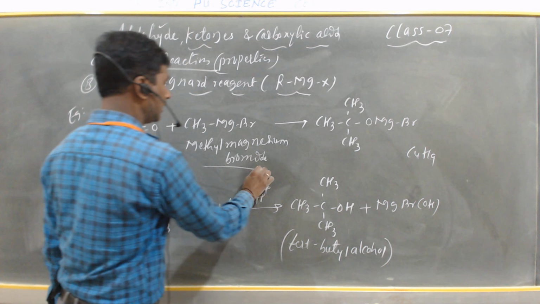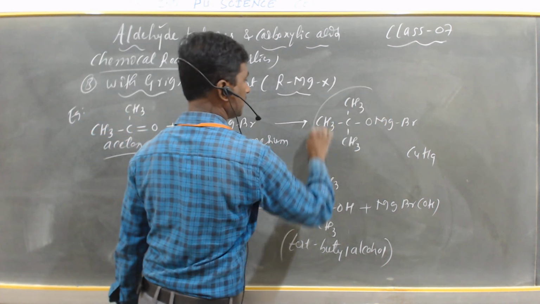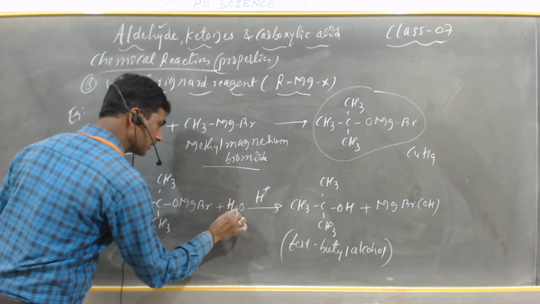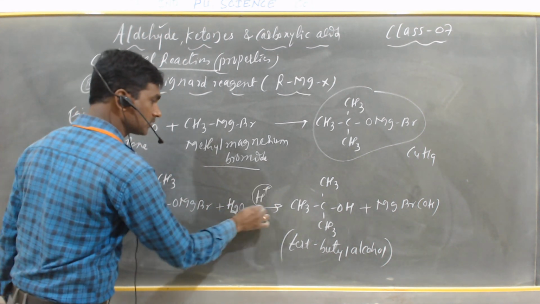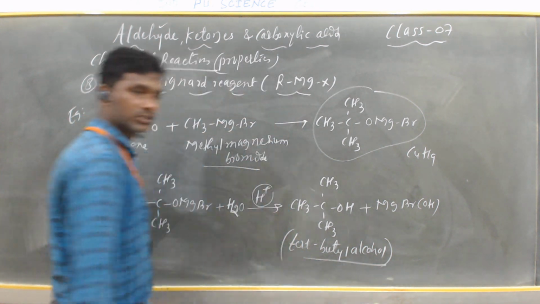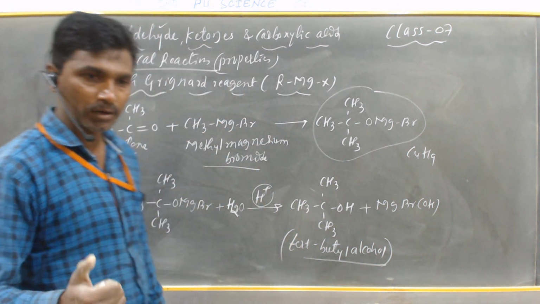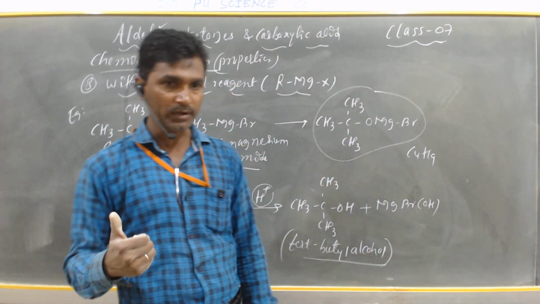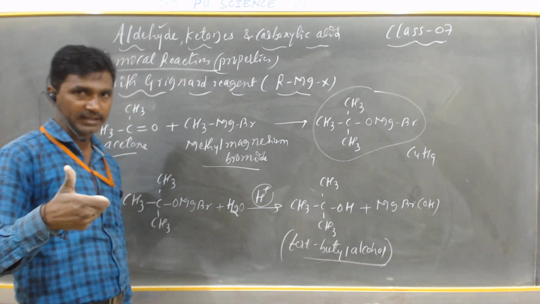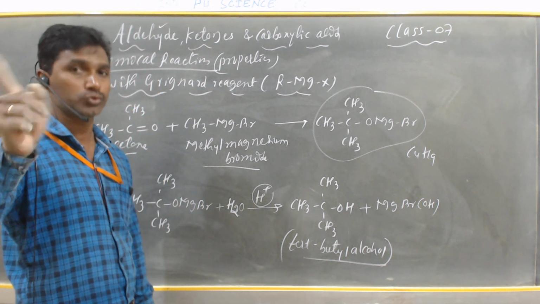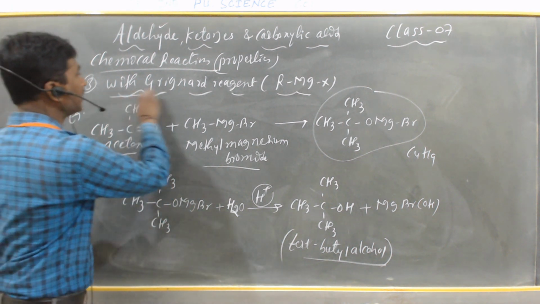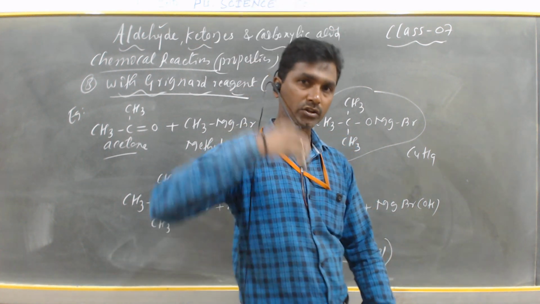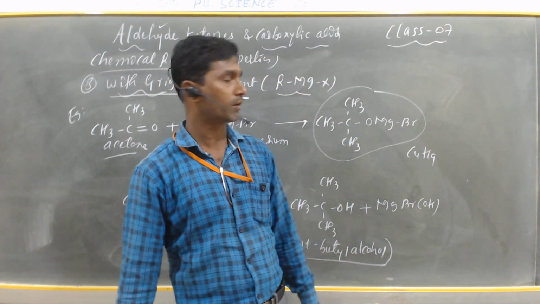Acetone reacts with methyl magnesium bromide. First it gives an addition product. This addition product on hydrolysis in the presence of acid gives tertiary butyl alcohol. So these are the chemical properties. First is addition of hydrogen cyanide, second is addition of sodium bisulfite, and the third is addition of Grignard reagent. Next class I will discuss addition of alcohol and addition of ammonia derivatives. Okay, thank you.